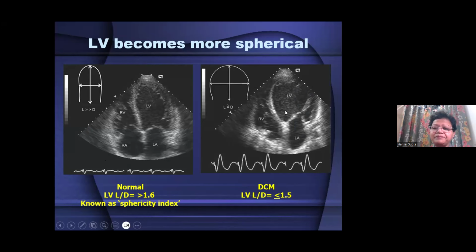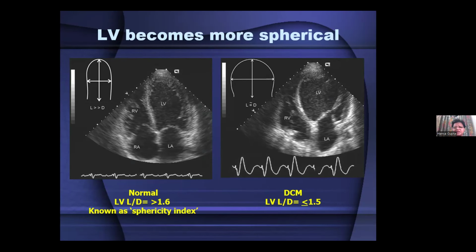But what happens in DCMP is that gradually, because of the ventricular remodeling, the LV starts becoming globular or spherical. Hence, you can see here that both the long axis and the short axis are almost equal. So here the ratio is less than 1.5, which is abnormal. This also is a sign of poor, unfavorable outcome in such patients. They are more prone to go into heart failure. It's important, it will improve your reporting if you know about this index.